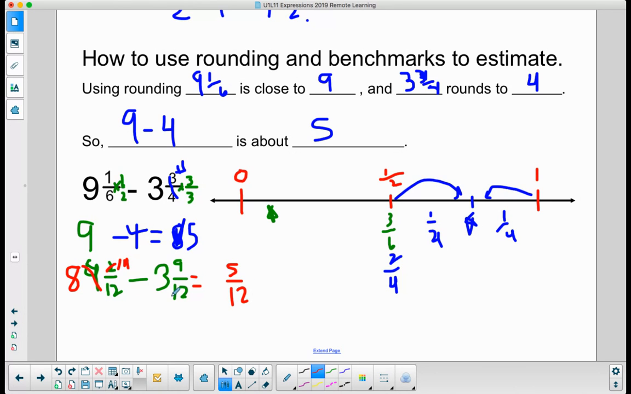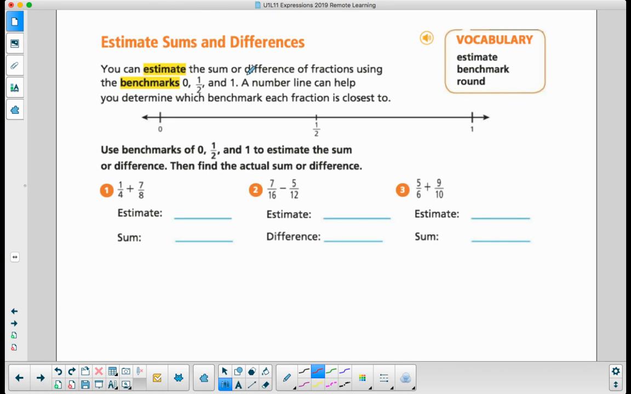8 subtract 3 is 5 and 5/12. That's really pretty close to 5.5. 5 is reasonable. Woohoo! Remember, I'm just looking at a ballpark area. Estimating sums and differences.